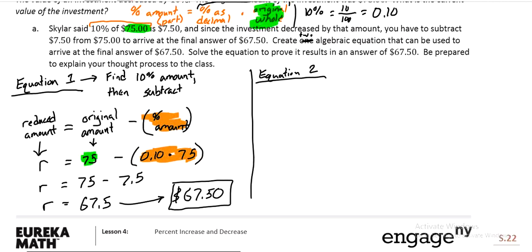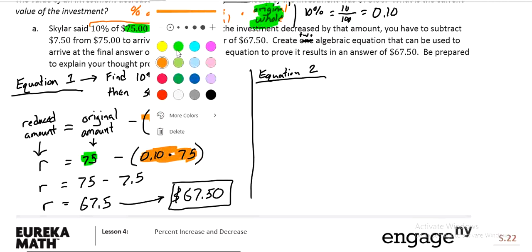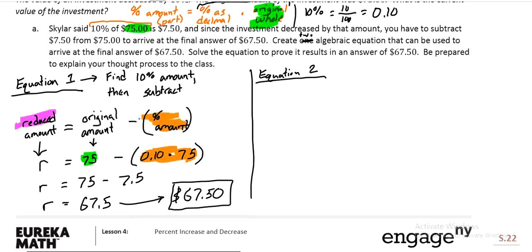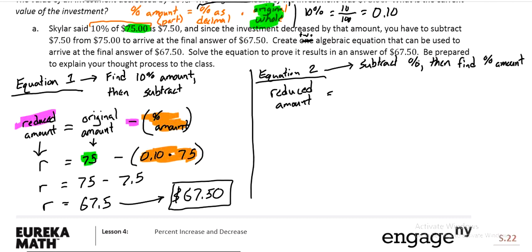Now I want to point out that the reduced amount, because it's a reduction, that's when we use a minus sign there. If it was an increased amount, you could probably guess that we would do a plus sign. But anyway, this is reduced, so we'll leave it as minus. All right, equation number 2, another way we could find the reduced amount is that we could subtract the percents, then find the percent amount.